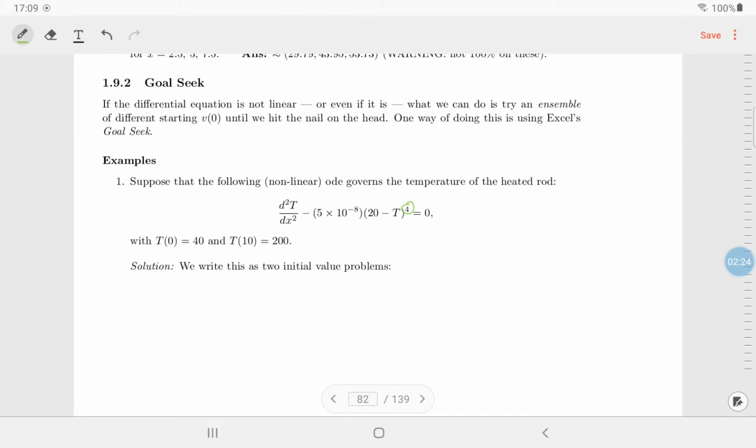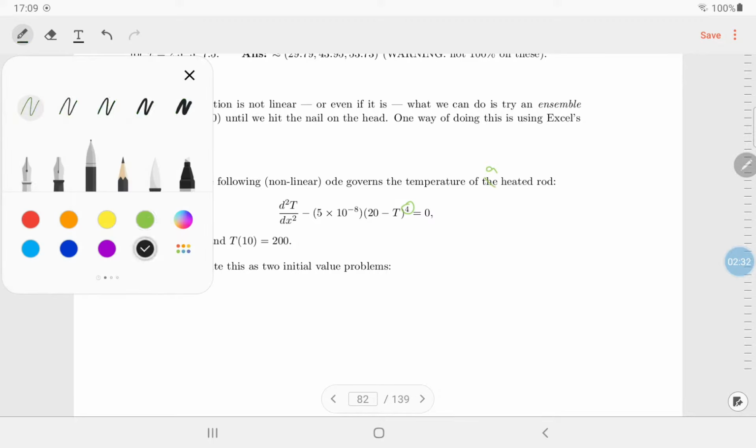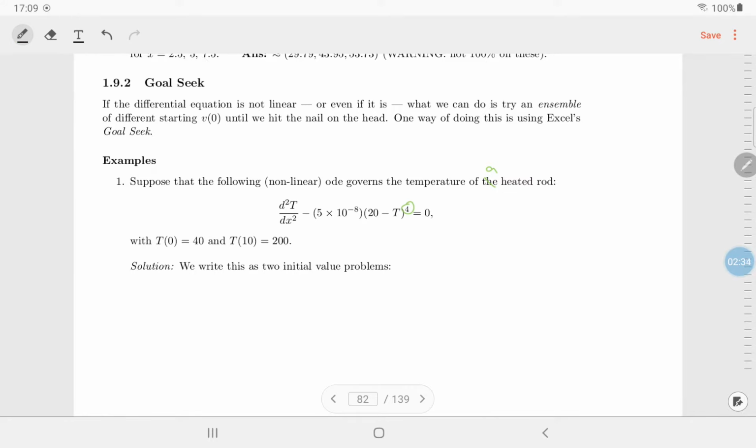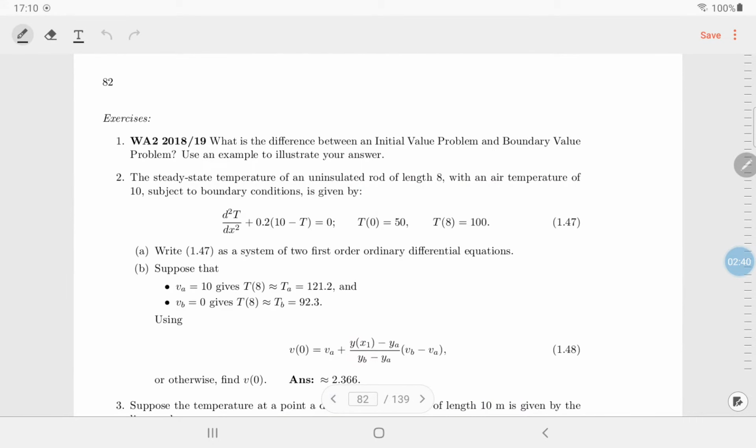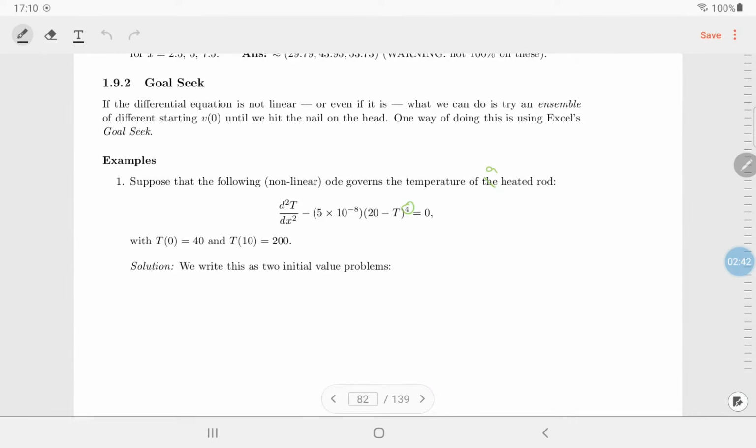So suppose the following non-linear ODE governs the temperature of a heated rod. Might be more accurate there. So this is what we got. First of all, write it as two initial value problems. I don't have that much space there, I have to be careful. So you're going to let v be the first derivative. I'll maybe write this bit over here.